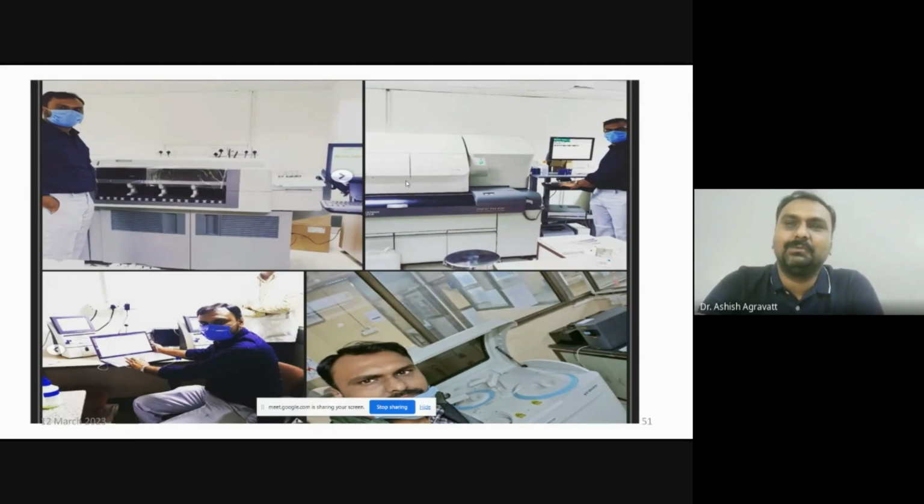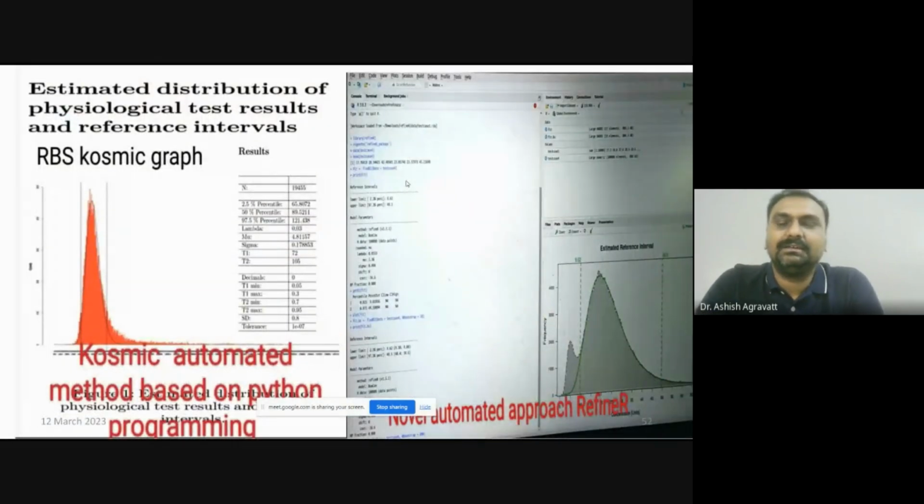And recently, just 2 days back, where I had installed the in-house LIS, a new machine came, the Roche Cobas C311, and I guided remotely, and we could interface the Roche Cobas C311 also. And Python programming is used mainly in machine learning.